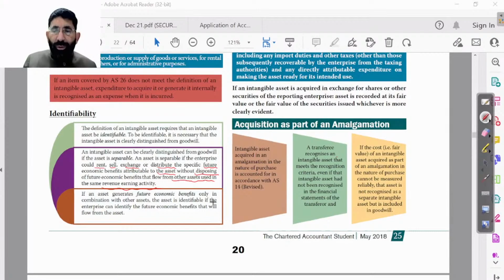If an asset generates future benefits only in combination with other assets, so if an asset is giving you economic benefit in combination with other assets, it will be identifiable only and only if we can identify the future economic benefit that will flow from the asset.